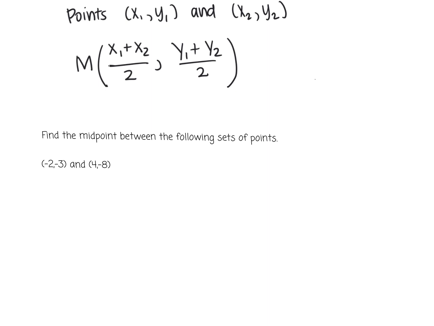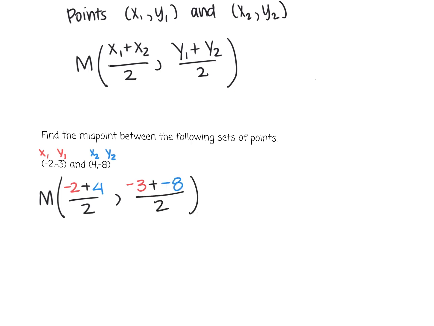So midpoint formula, we have (-2, -3) and (4, -8). Same as when we were finding the distance, I'm going to let the first point be x1, y1 and my second point be x2, y2. Then for my midpoint, I'm going to do negative 2 plus 4 all over 2, comma, and then negative 3 plus negative 8 all over 2.